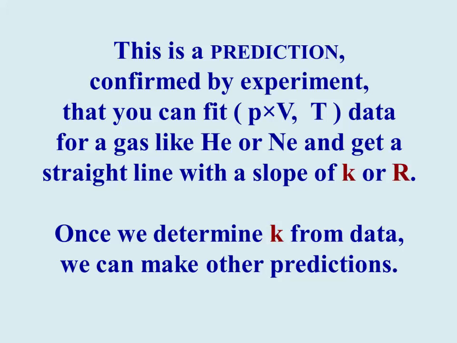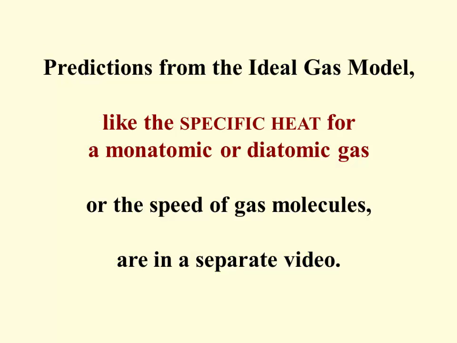Now this is a prediction confirmed by experiment that if you fit data for P times V versus temperature for an ideal gas, a simple monatomic gas like helium or neon, you will get a straight line with a slope of either k or R depending on what you use for N. And then once we determine that value of k from data, we can use it to make other predictions. Now, those other predictions, like the specific heat for a monatomic or diatomic gas, which we are going to use in this course, or the speed of the gas molecules that one can use to confirm the model, would make this video too long, so I'm going to put them in a separate video.